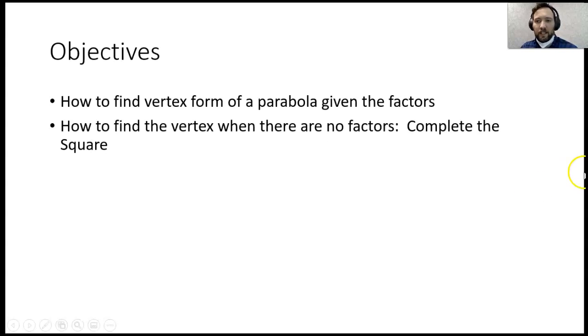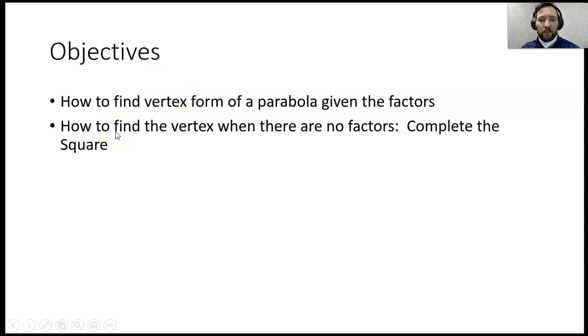So our objectives for today are simply to first be able to find the vertex form of a parabola given its factors. So if you haven't already done the exercises involving vertex form and factored form of quadratic functions, make sure you do those before you start this video. This video is all about vertex form, but also about the relationship between the factors and the vertex form.